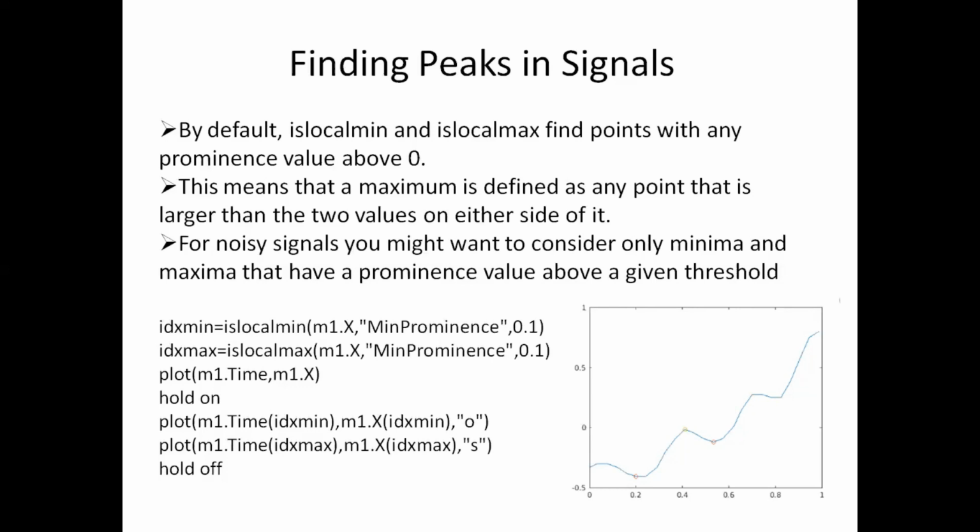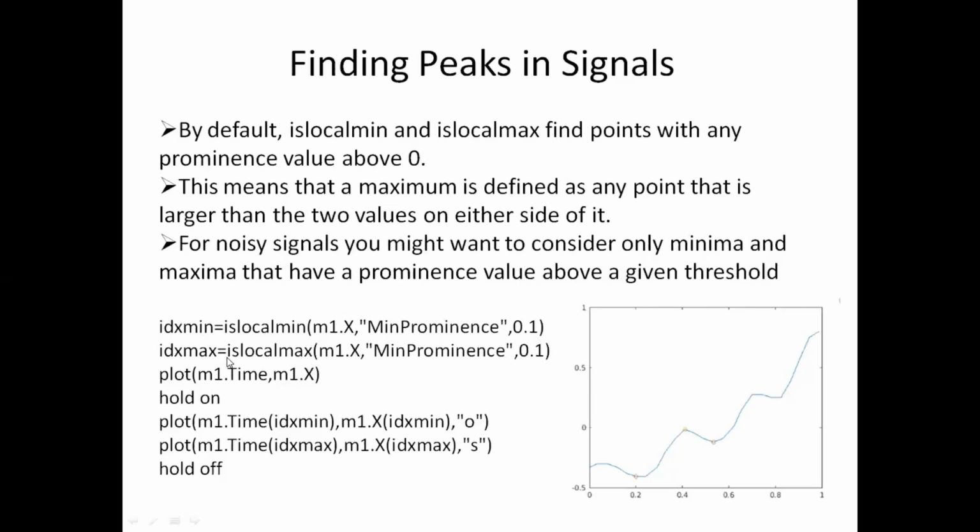Okay, so that is what we are going to do here now. We are using the same islocalmin and islocalmax functions, but we are passing another argument which says that the minimum prominence value has to be 0.1. So only those local minimum values where the prominence value is greater than 0.1 will be identified, and the indices of those points will be stored in this idxmin.